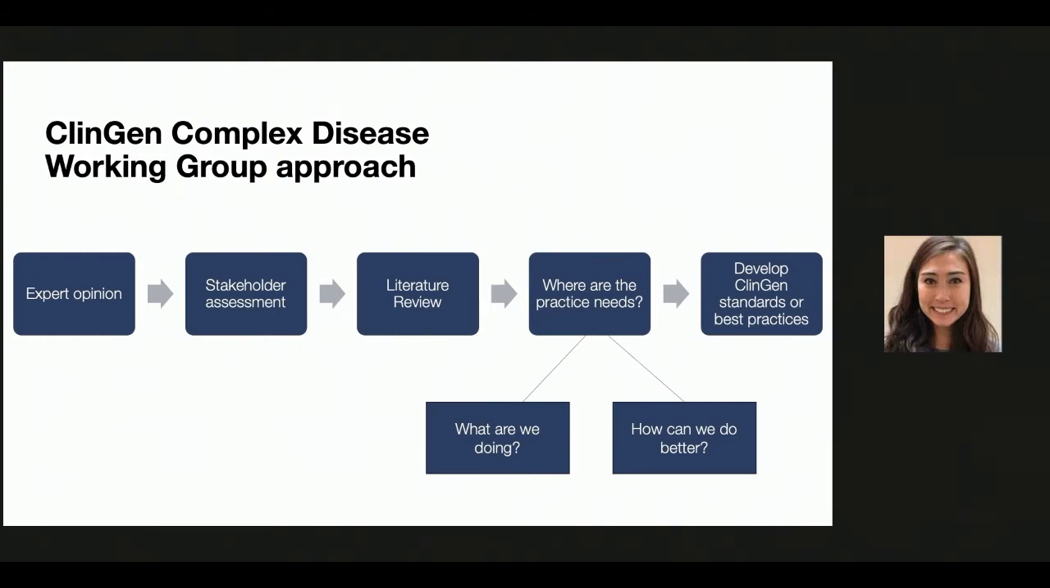But using what we knew from experts, literature review, all of that, we asked ourselves, what is the field doing? What is it trying to do? And then how can we provide guidance in terms of meeting that goal? So that eventually led to the development of ClinGen standards, moving forward with publications. And Jen, next slide.